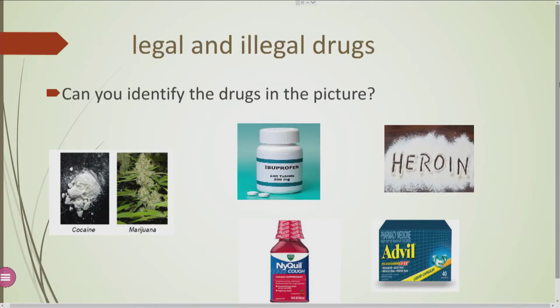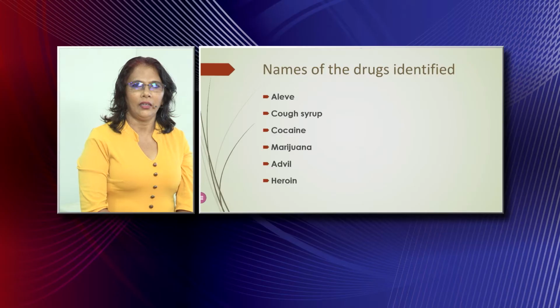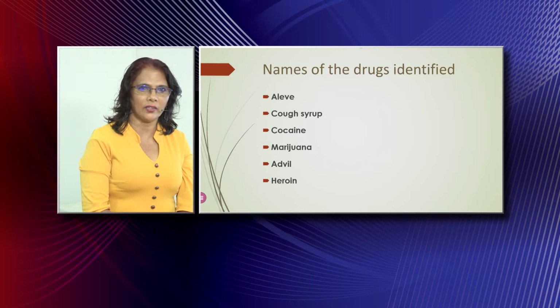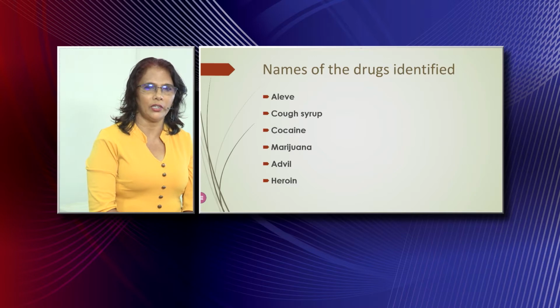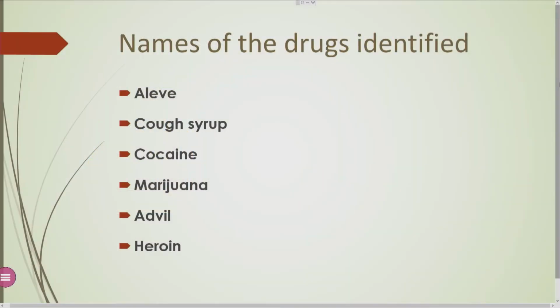Here is our picture of some legal and illegal drugs. Can you identify the drugs in the picture? Here we have the names of the drugs that were identified. They were, please read with me: Aleve, cough syrup, cocaine, marijuana, Advil, and heroin.